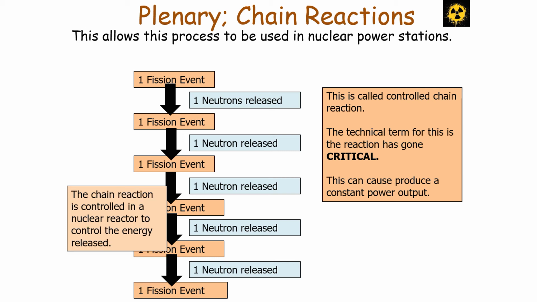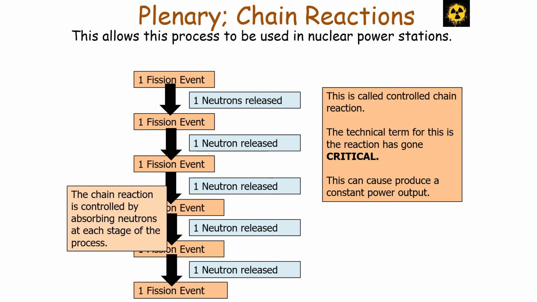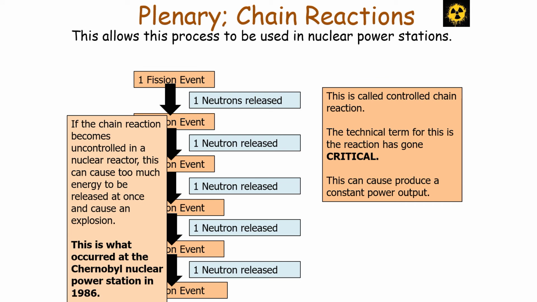The chain reaction is controlled in a nuclear reactor to control the amount of energy released, because if the chain reaction becomes uncontrolled in a nuclear reactor, this can cause too much energy to be released at once and cause an explosion. Now the chain reaction is controlled by absorbing neutrons at each stage of the process, because if the chain reaction becomes uncontrolled, it can cause too much energy to be released at once, and that can cause an explosion, which is what happened at the Chernobyl nuclear power station in 1986.